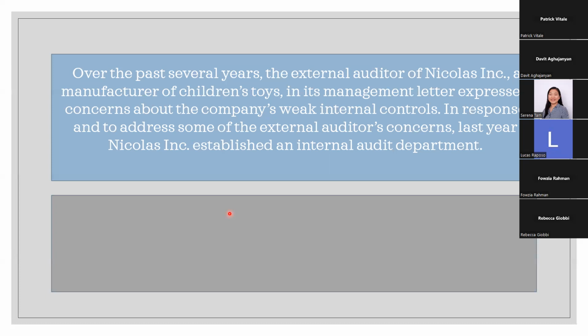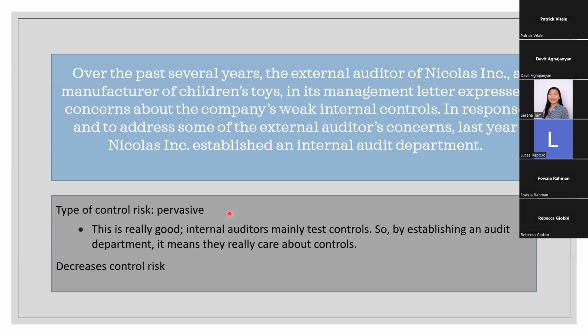Pervasive. Okay, yeah. So that is pervasive because who's responsible for all the controls? It's management, and they decided to hire a new team that would come in and help them out for the internal audit. So yeah, that's pervasive. It shows that management has good intention, maybe because they're not CPAs, so they don't know what the good controls are. But now they heard that the controls were bad, they're taking steps to fix it. That's why it's pervasive, and that would increase or decrease control risk, right? It would decrease control risk. Okay, decrease control risk.